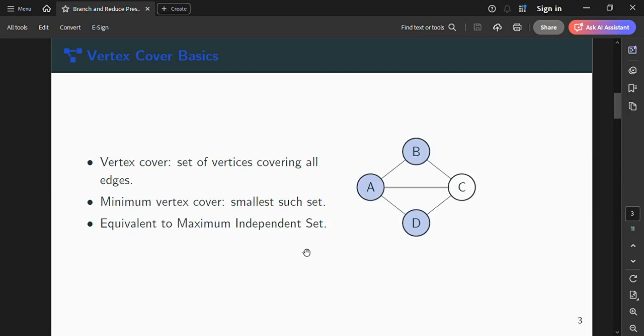Let's start with the problem definition. A vertex cover is a set of vertices in a graph such that every edge has at least one endpoint in the set. The minimum vertex cover problem is to find the smallest such set. This problem is equivalent to the maximum independent set problem. If you take all vertices not in the cover, you get an independent set.